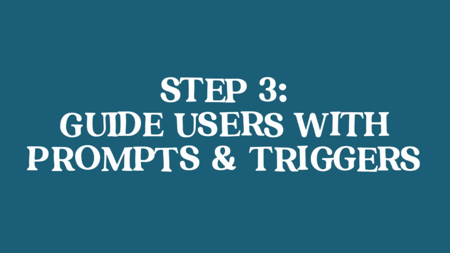So step 3 of this process is all about using effective triggers to guide users towards success, now that we know what success looks like and we've defined it. So what are triggers? Triggers are really just nudges that guide users to take an action. They are essential for keeping users on track, especially when they're not sure what to do next. So triggers act almost like a GPS. They remind users where to go, what to do next, and how to get there.